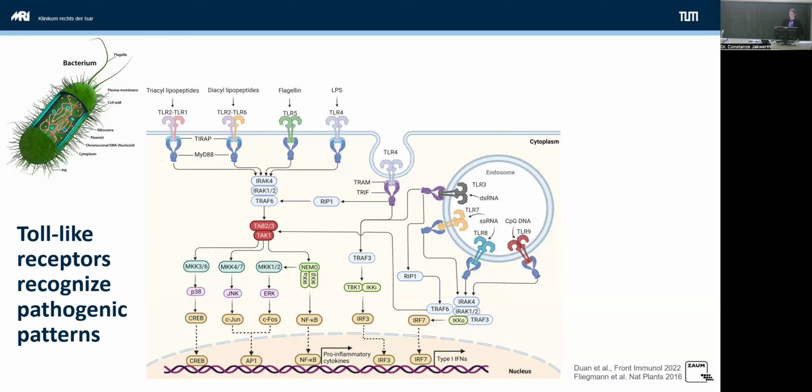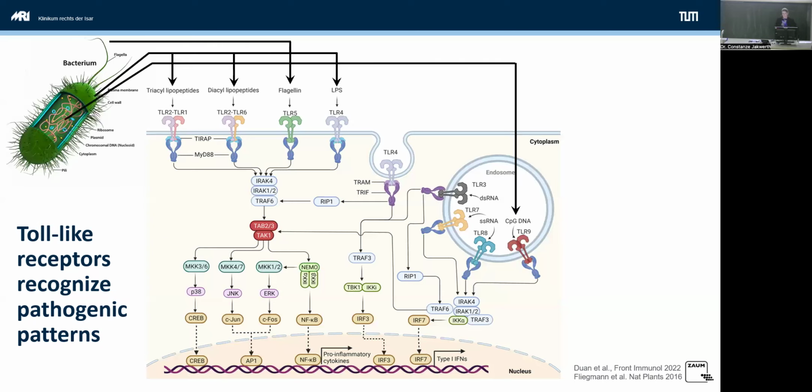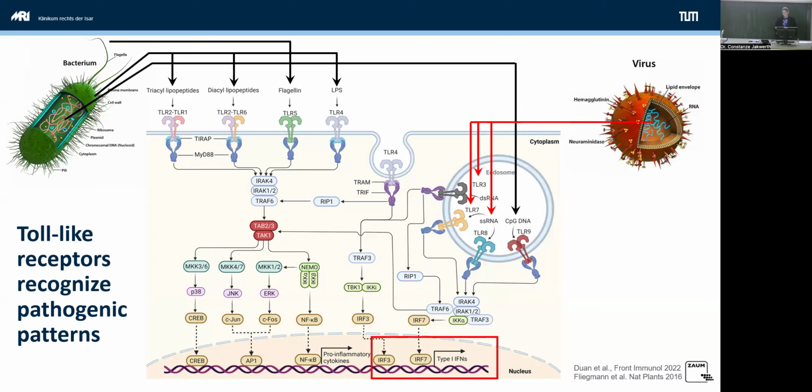That means that they recognize particles of bacteria and viruses. Bacteria are mainly recognized by TLR 1, 2, 4, 5, 6, and 9, while the viral particles are rather detected by TLR 3, 7, and 8. And what you see here is that these three receptors, which I would like to focus on now, induce interferon regulatory factors and thereby the expression of interferons.